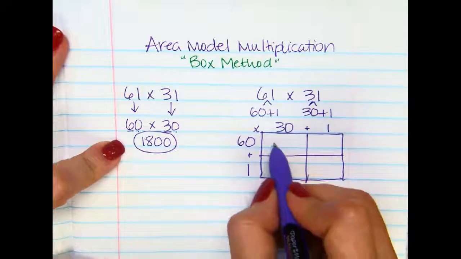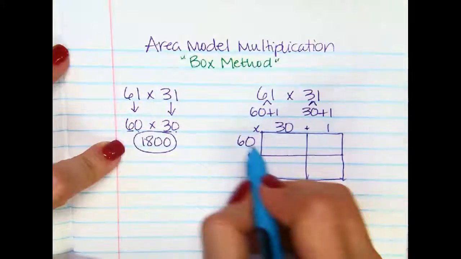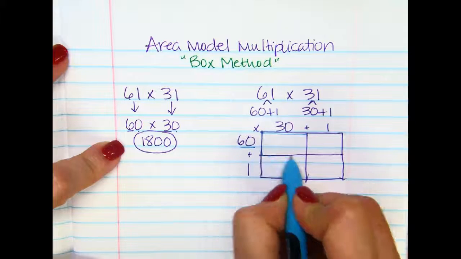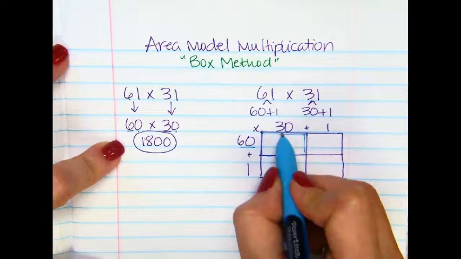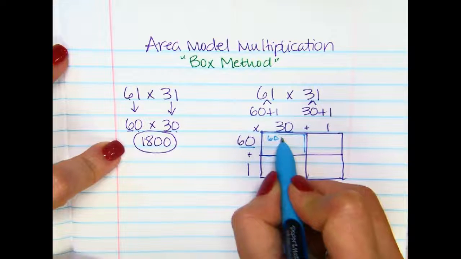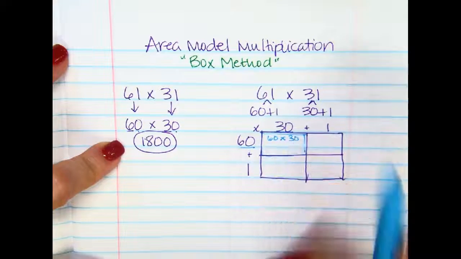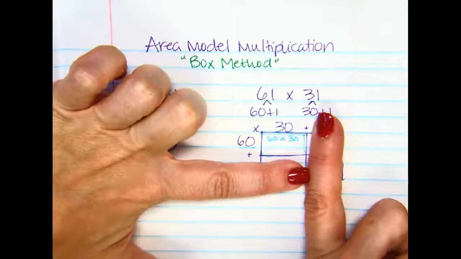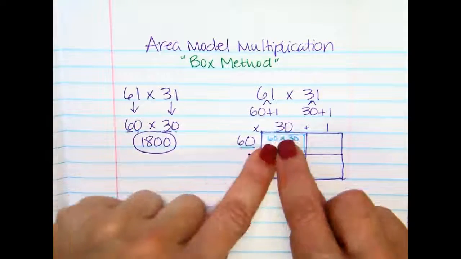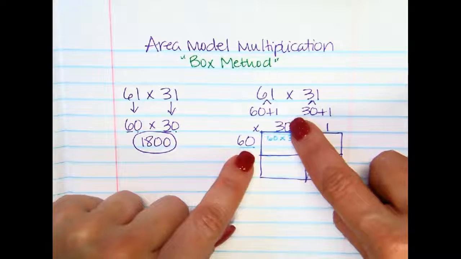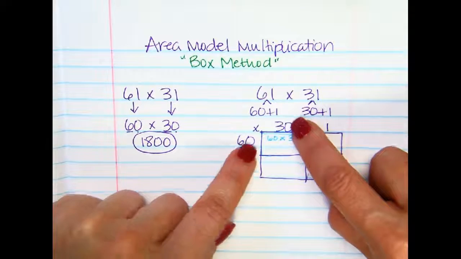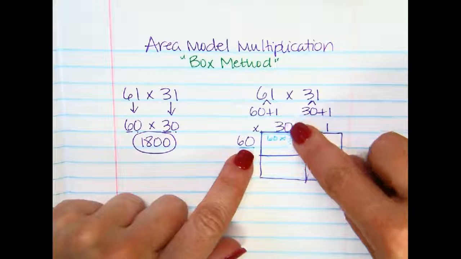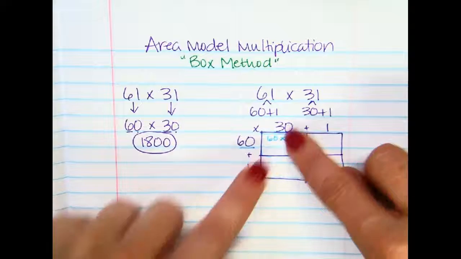Okay, so what will go in this box? Okay, here we're multiplying 60. If we're looking at this section right here, we're multiplying 60 times 30. So we'll write that in the box, 60 times 30. If we were looking at this as a multiplication array, it's just 60 times 30, and it meets right here. I told the kids that when you look at these problems, what to put in each box is just like when you use a multiplication chart. So 60 times 30 would go here.